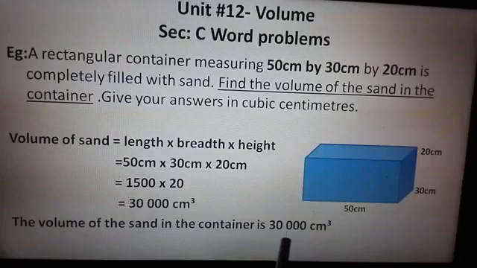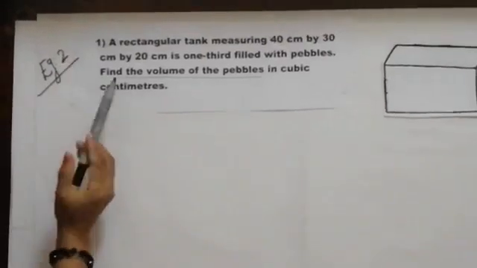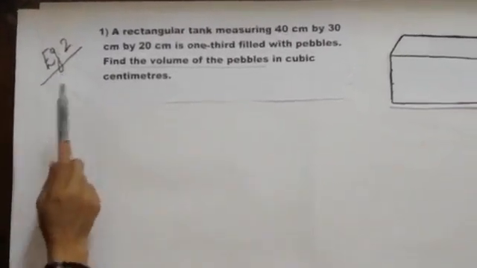Okay. Now we will do 2 more problems, so it will be easy for you to do the homework. Okay. Now we move to the second question.